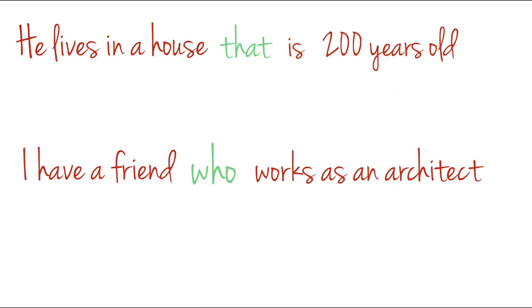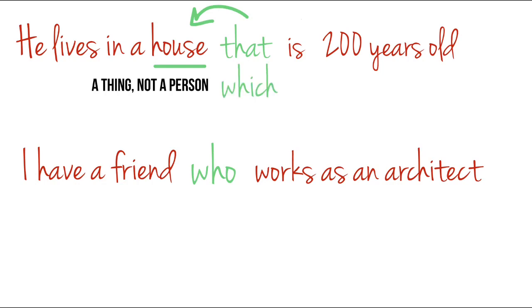What is the difference between that and who? For example, he lives in a house that is 200 years old, and the sentence I have a friend who works as an architect. You see that the word that is connected with the word house and actually denotes the house. So we use the pronoun that when we speak about a thing, not a person. And in this case, you can also say which. So you can say he lives in a house that is 200 years old, or he lives in a house which is 200 years old.